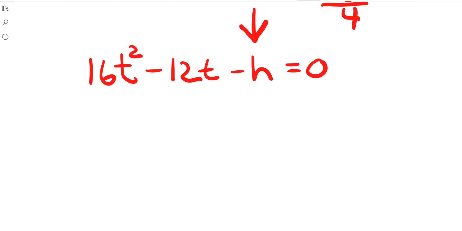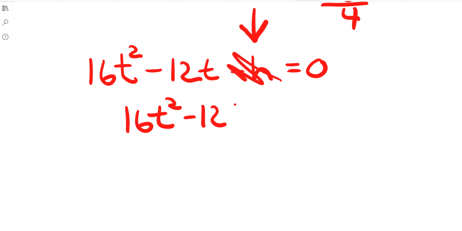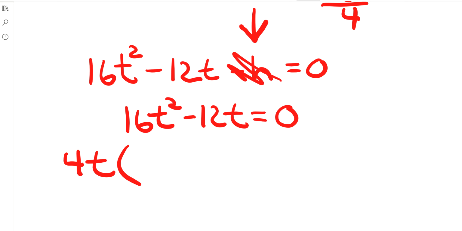So if h is 0, that means this is gone. And then I've got 16t squared minus 12t equals 0. All I need to do is factor out the t. If I factor out a 4t here, 4t comes out, and what's left over is 4t minus 12 divided by 4, which is 3. That equals 0.